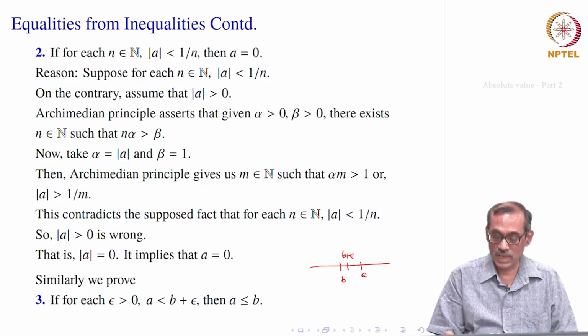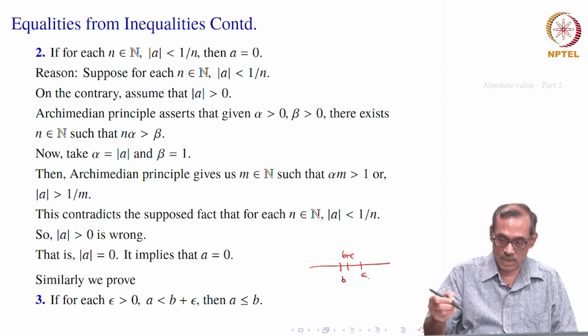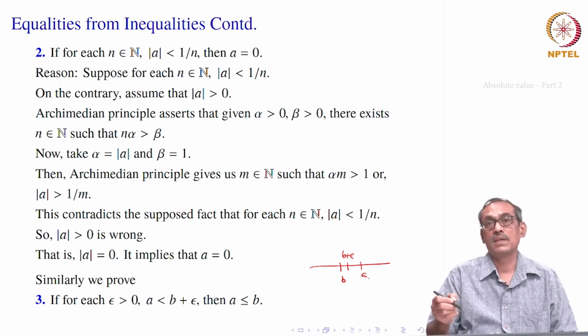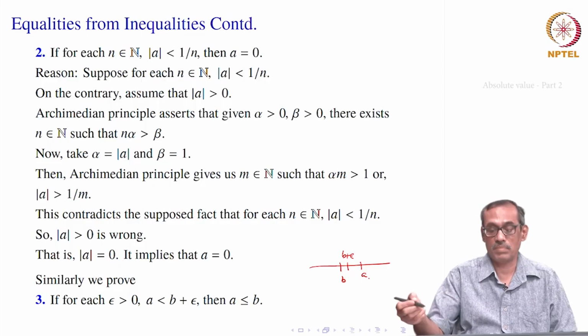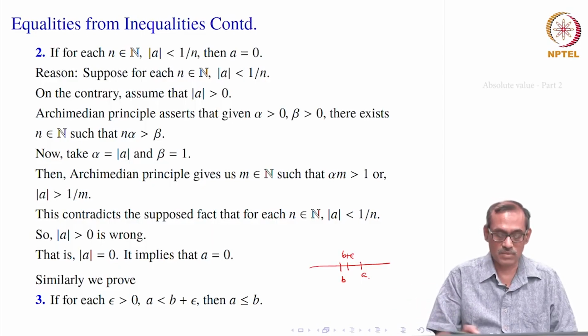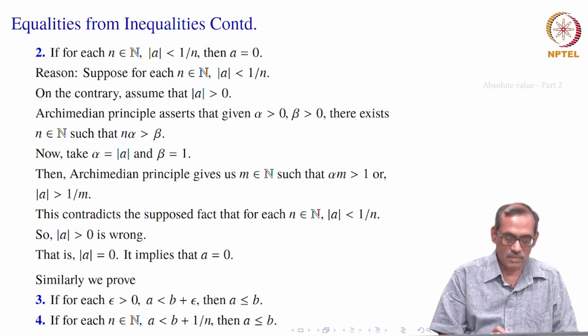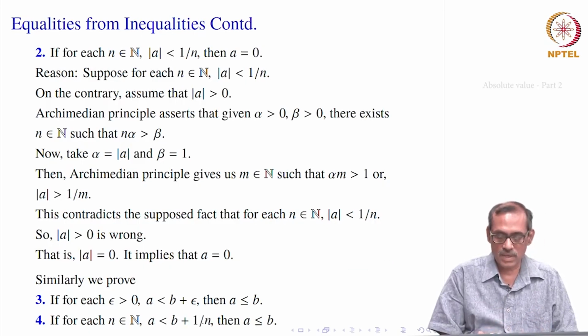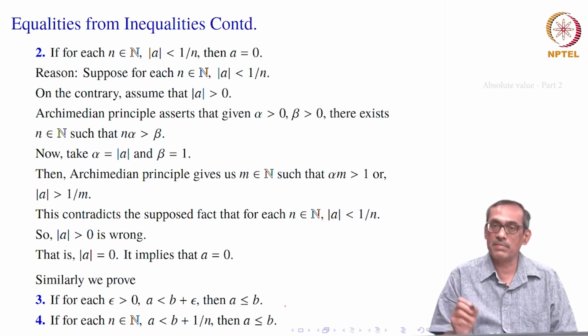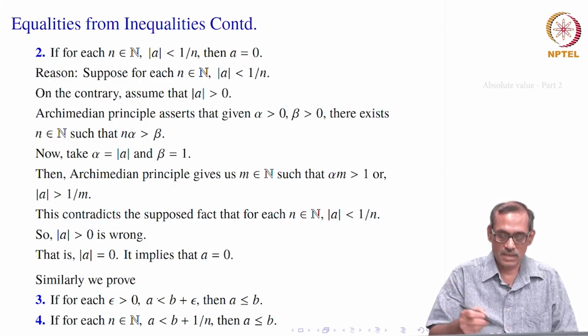So, what happens here is, if A is smaller than B plus epsilon, epsilon can be made smaller and smaller. A has to be less than or equal to B. It cannot surpass B. It cannot be bigger than B. That is what it says. Similarly, the fourth one says, instead of epsilon, now any n: if A is smaller than B plus 1 by n for every natural number n, then A must be less than or equal to B. So, these are the 4 things.